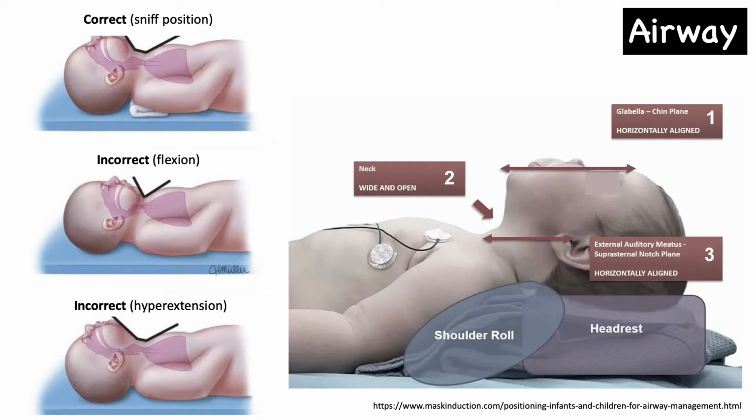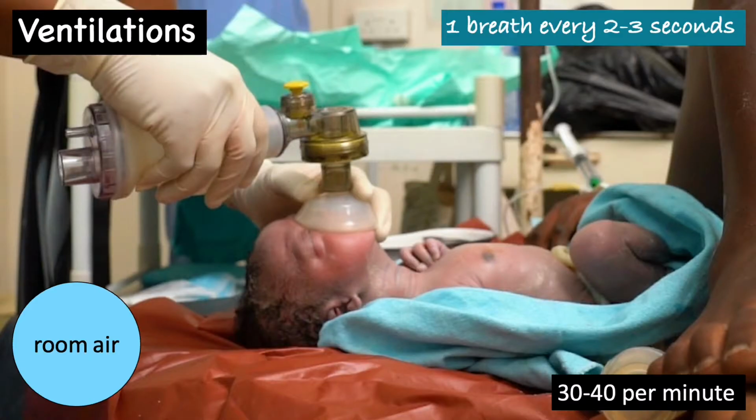We then need to open the airway of the neonate into the correct position, which is the sniffing position, and provide positive pressure ventilations. Initially, we start with room air, 1 breath every 2 to 3 seconds, which leads to a respiratory rate of about 30 to 40 breaths per minute.